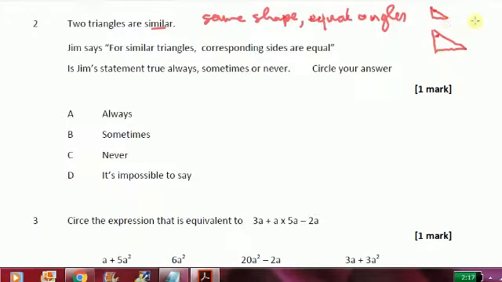But on the other hand, you could have a triangle like this, which has equal angles with the first one and also equal sides. So it can be equal sometimes. So in this case, it's not equal sides. In this case, the corresponding sides are equal. So the answer is sometimes.